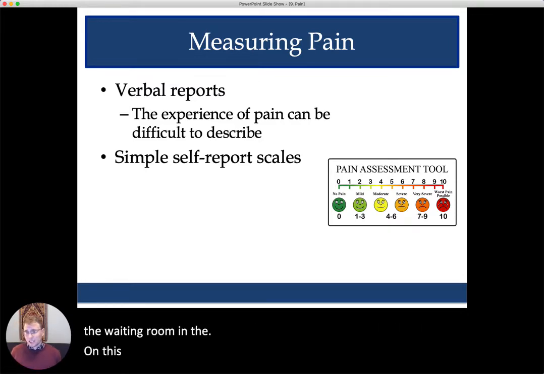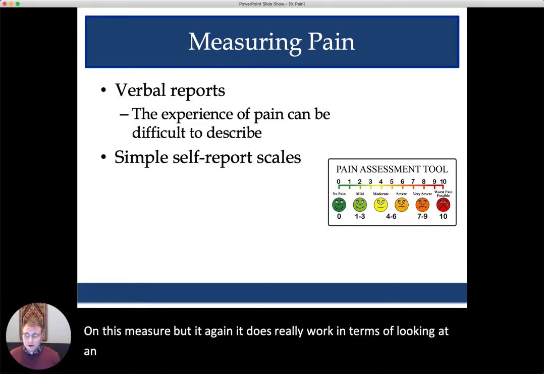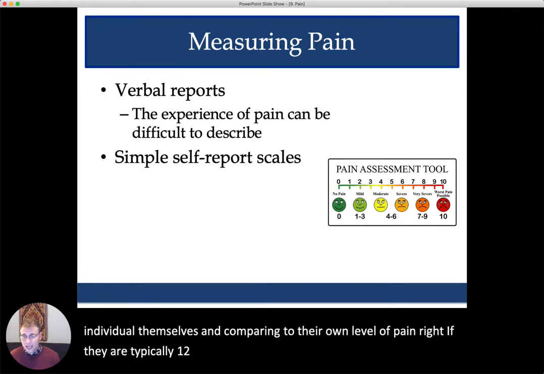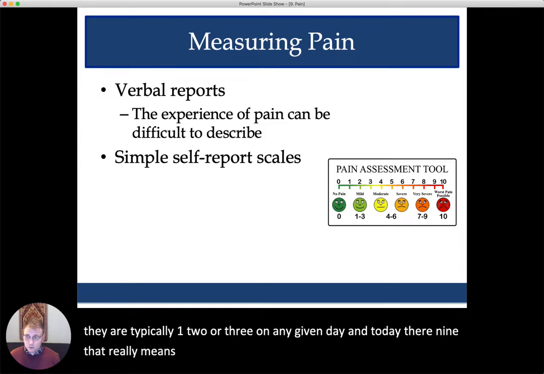But it does really work in terms of looking at an individual themselves and comparing to their own level of pain, right? If they're typically a 1 to a 3 on any given day, and then today they're a 9, that really means something. But comparing two individuals' 9s doesn't necessarily work very well.